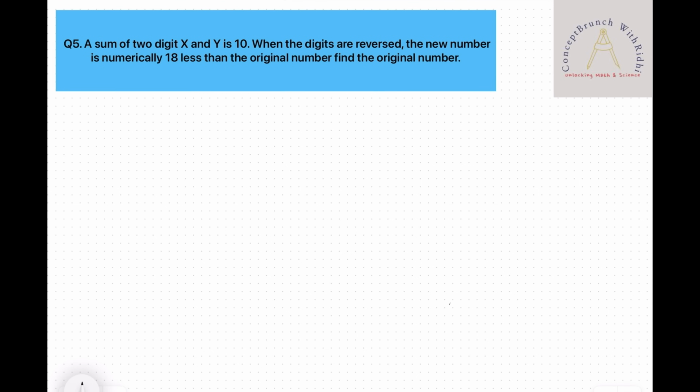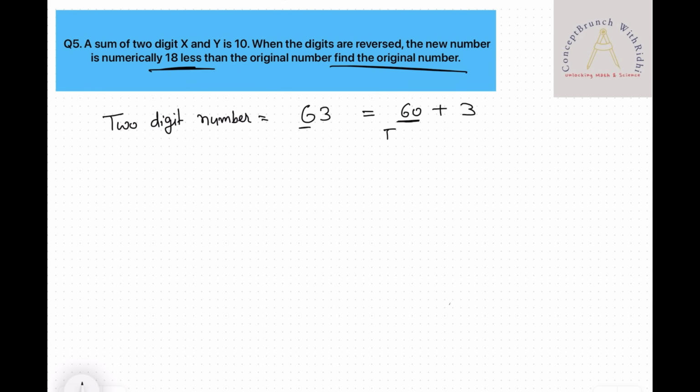The sum of the digits of a two-digit number, x and y, is 10. When the digits are reversed, the new number is numerically 80 less than the original number. Find the original number. So to understand the two-digit number, let's assume the two-digit number is, suppose, 63. What do you mean by 63? The meaning is 60 plus 3. It means the number in the second place is the tens place, and the number here is called the unit place.